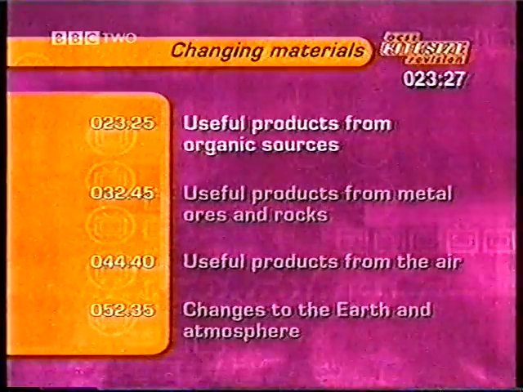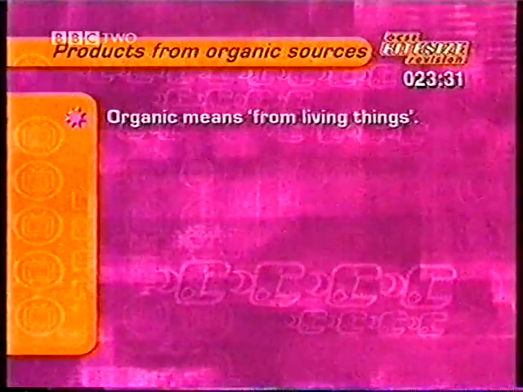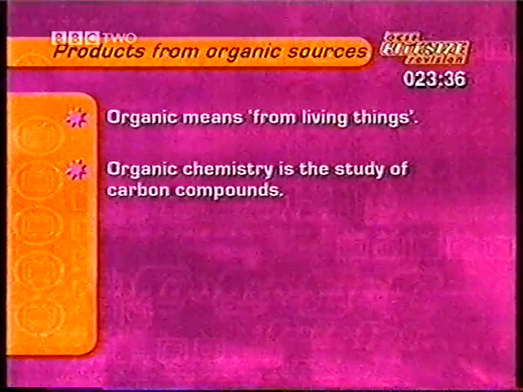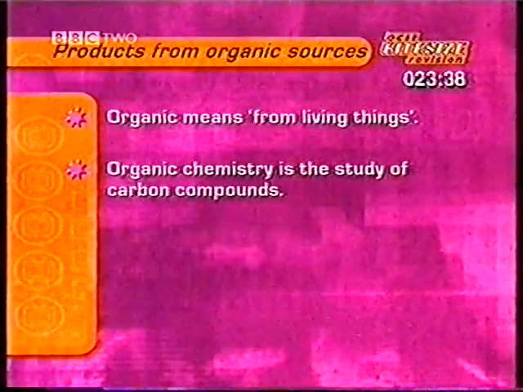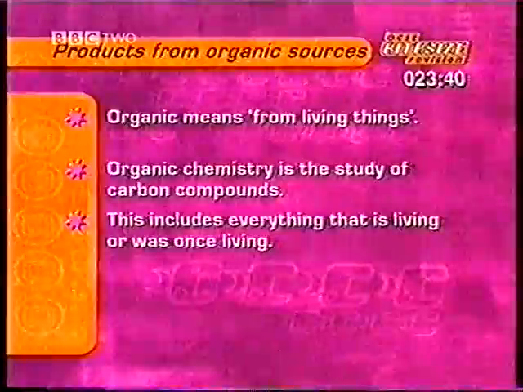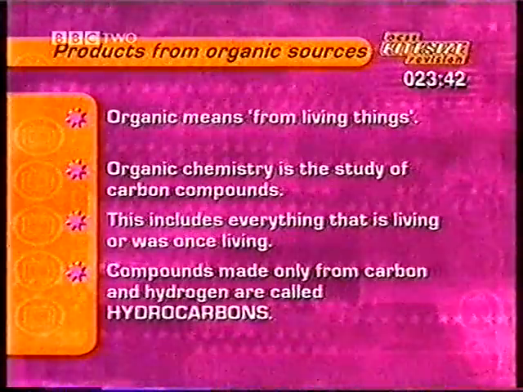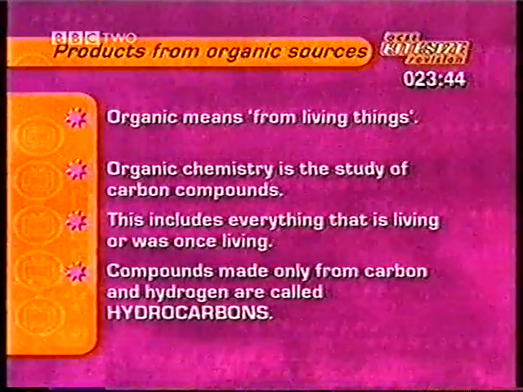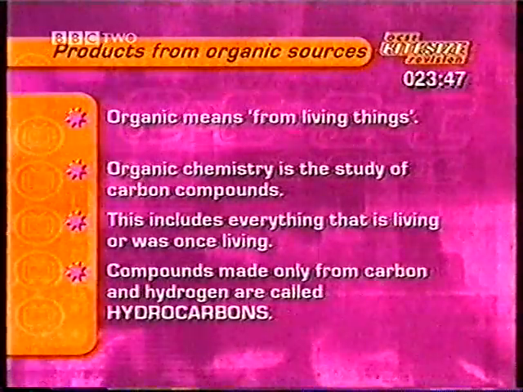First, useful products from organic sources. Organic means from living things. Organic chemistry is the study of carbon compounds. This includes everything that is living or was once living. Compounds made from only carbon and hydrogen are called hydrocarbons.